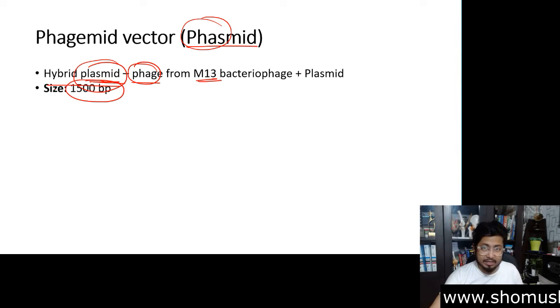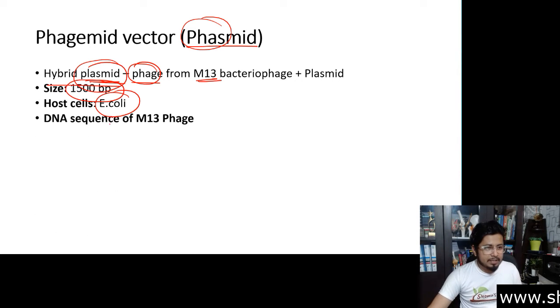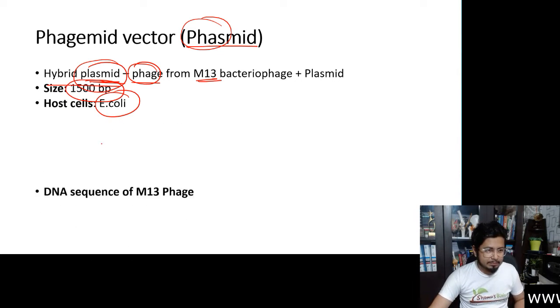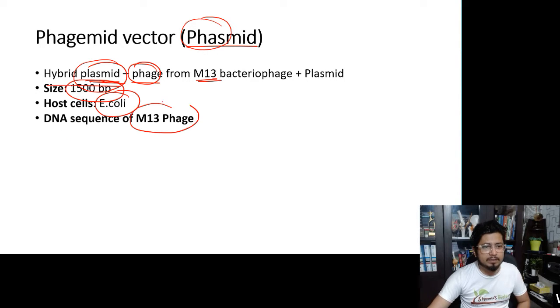Size is 1500 base pair. The host cell is E. coli, so it can be hosted in E. coli as a host cell. The DNA sequence of M13 bacteriophage is actually taken. They are modified a little bit. Origin of replication is there, and other important parameters are there.